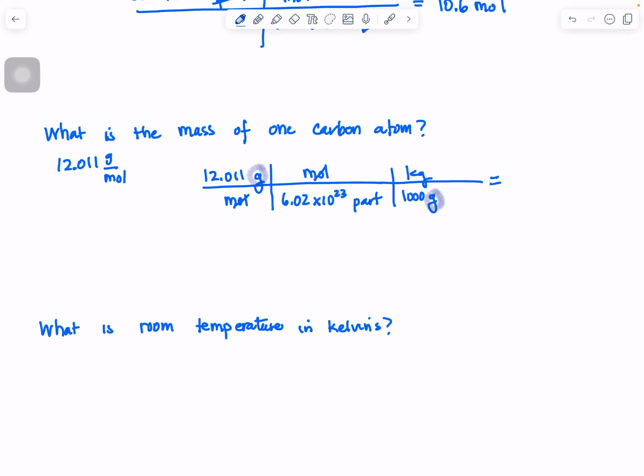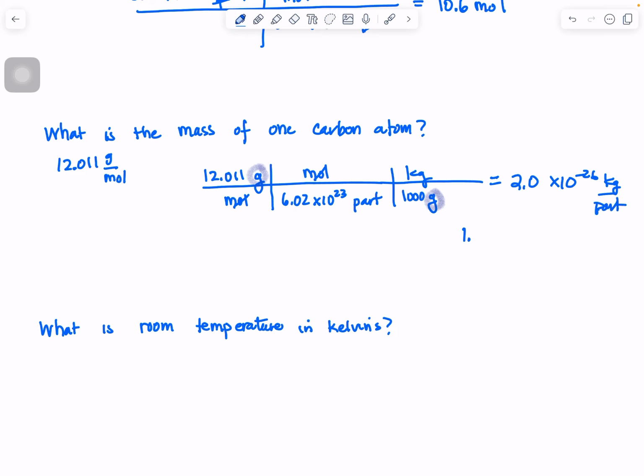I haven't done this one yet, so 12.01 divided by 6.02, second EE 23, and then divided by 1,000. It's really critical that you're dividing by 1,000 because it's below the line. If you multiply, it will be multiplying by 1,000. And this, I'm going to round it, is 2.0 times 10 to the minus 26 kilograms per particle, or the units that are left over.